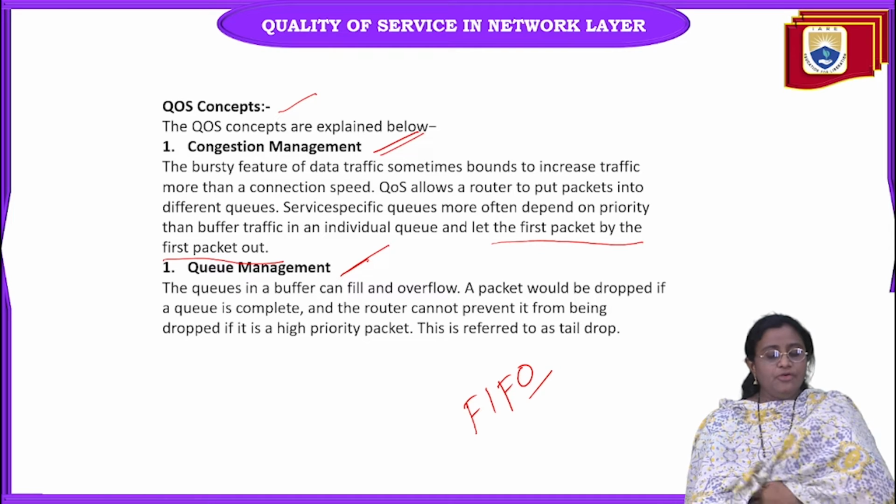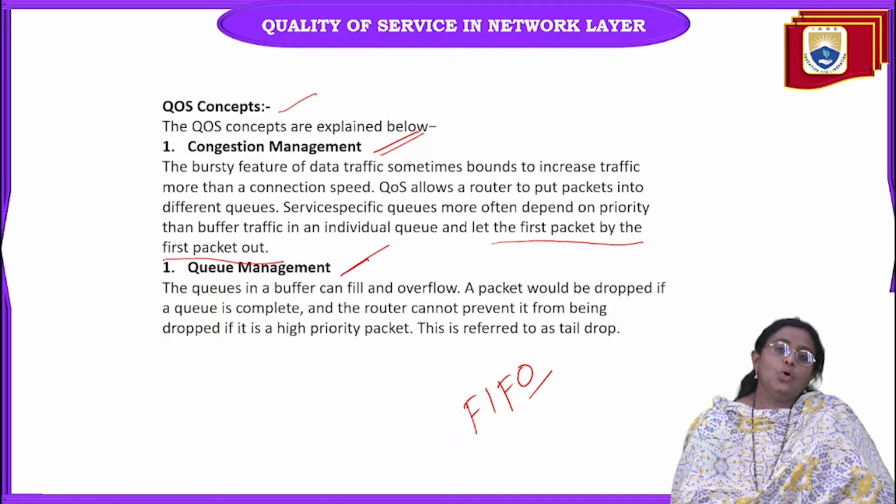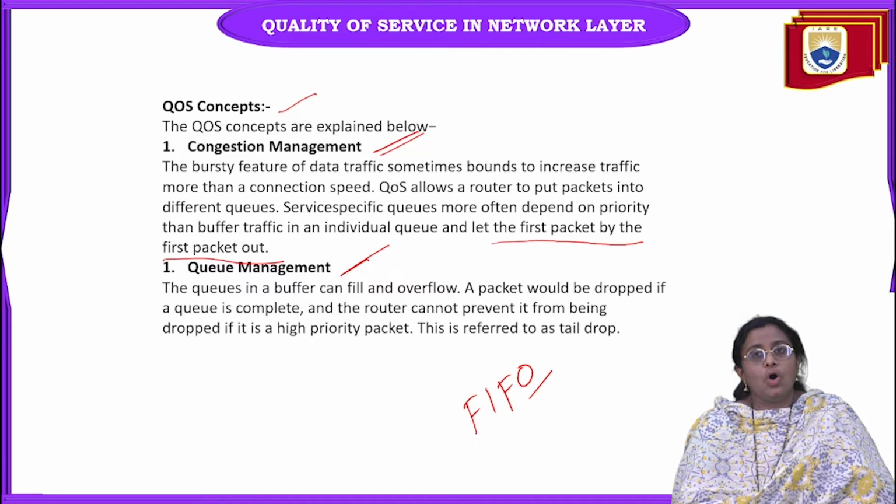The queues in a buffer can fill and overflow. A packet would be dropped if a queue was complete, and the router cannot prevent it from being dropped even if it is a higher priority packet. This is referred to as a tail drop.